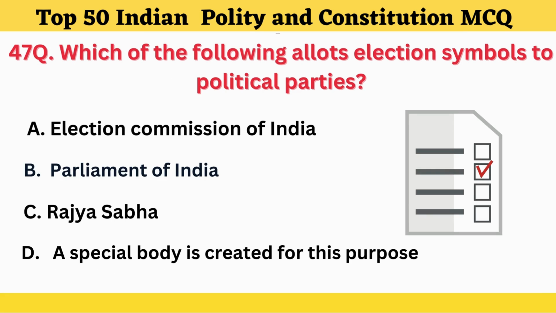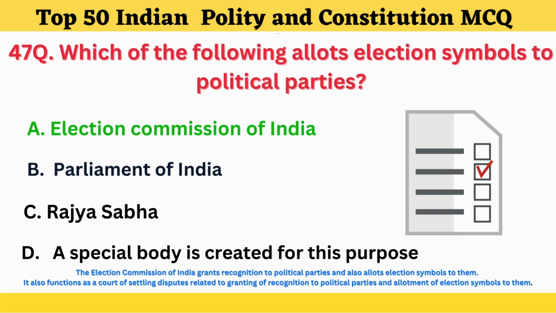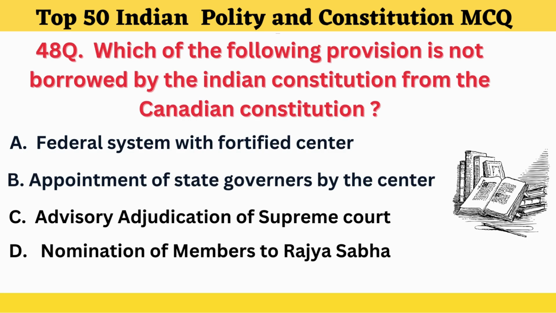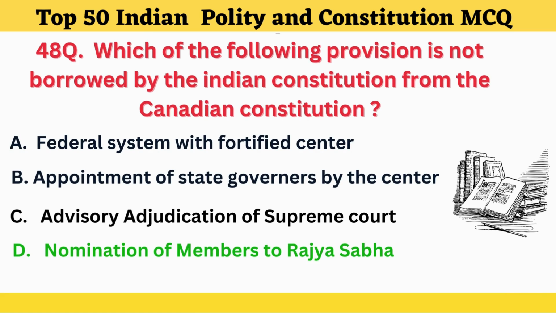Which of the following allots election symbols to political parties? The correct answer is option A, Election Commission of India. Which of the following provisions is not borrowed by the Indian Constitution from the Canadian Constitution? The correct answer is option D, nomination of members to Rajya Sabha.